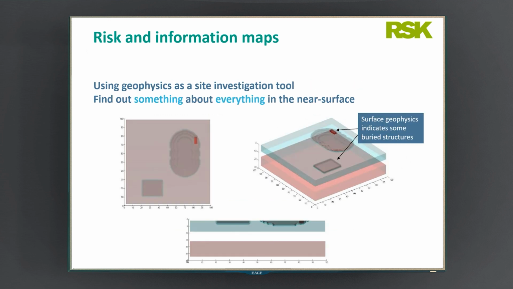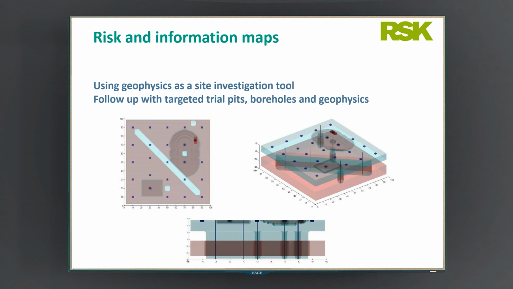So then let's see where geophysical site investigation comes into this and what it allows us to do, for example, in collecting map data, is to collect something about everything in the near surface. It might be the electrical properties, it might be the magnetic properties, but it gives us a tool to take a very quick look at the whole site. And this might indicate then to us that there are one or two near surface features which we may have missed by just digging holes.